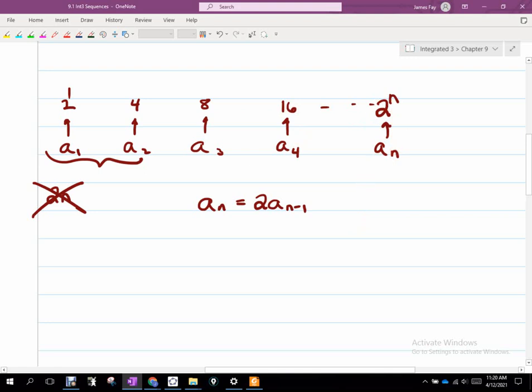Our minds, and I'm the same way, like to think linearly. We like to think about adding and subtracting things from one term to the next, or multiplying and dividing. But exponents exist as well. We can use exponential relations to help us realize what a sequence is.